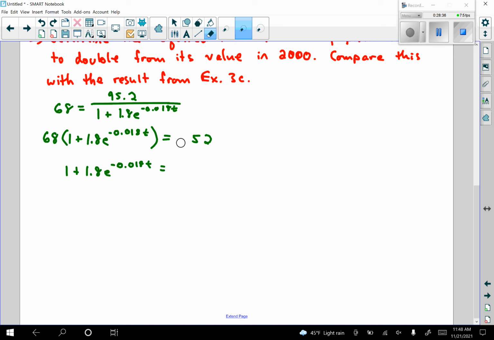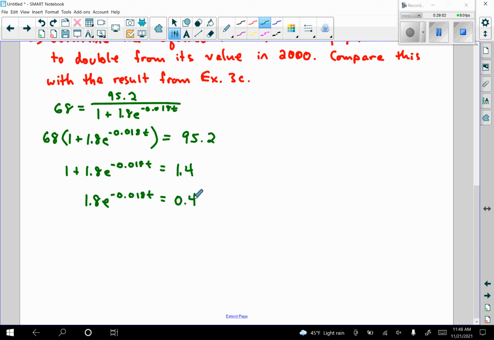Not 9.52, but 95.2. And actually with this, if we divide it, we get a nice terminating decimal. We could just put that as 1.4. 95.2 divided by 68. Now we can subtract a 1, so we get 1.8 e to the negative 0.018t, which is going to equal 0.4. Next, we'll divide both sides by 1.8. This I'll just leave as a fraction.